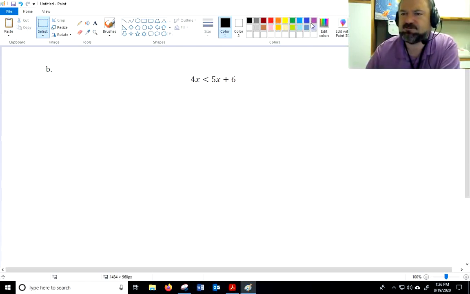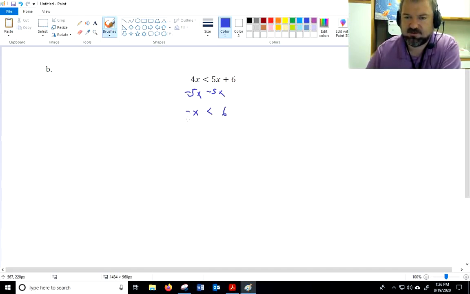Okay, let's see here. I think I'm going to move the 5x over to the other side. That looks good. Get all the x's on the left here. So I have negative x is less than 6. I'm going to have to divide by negative 1, though, because I got a negative in front of the x, so it becomes x is greater than negative 6. So let's draw a number line.